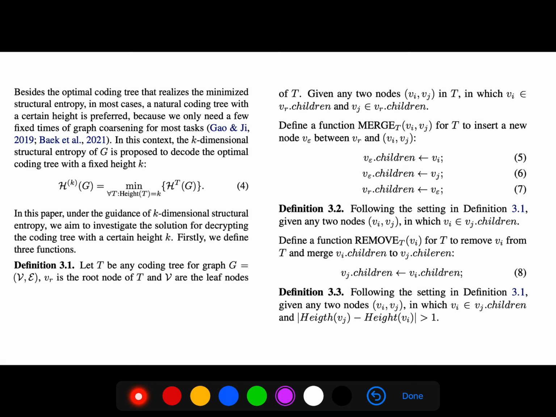Besides the optimal coding tree that realizes the minimized structural entropy, a natural coding tree with a certain height is preferred. So the k-dimensional structural entropy of G is proposed to decode the optimal coding tree with a fixed height k. Under the guidance of k-dimensional structural entropy, we aim to investigate the solution for decrypting the coding tree with a certain height k. They have some operators, remove, merge, and these things.